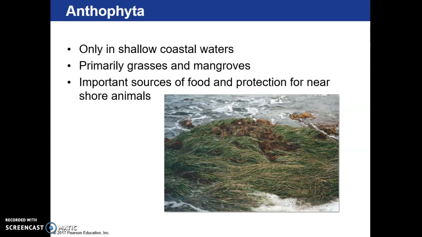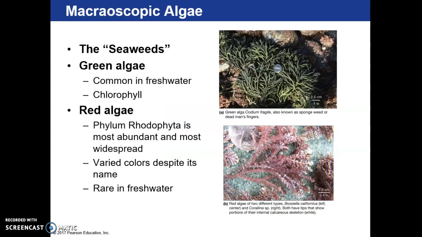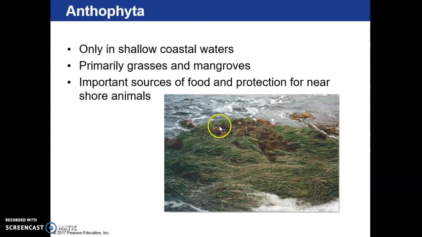So Anthophyta only live in shallow coastal waters. They're primarily your grasses and mangroves and seaweeds. And so if your creature is a near shore creature, this will likely serve as a good firm foundation of their food web. And so you'll need to look specifically at what types of seagrasses and that kind of thing your creature eats, and you would include that at the base of their food web.